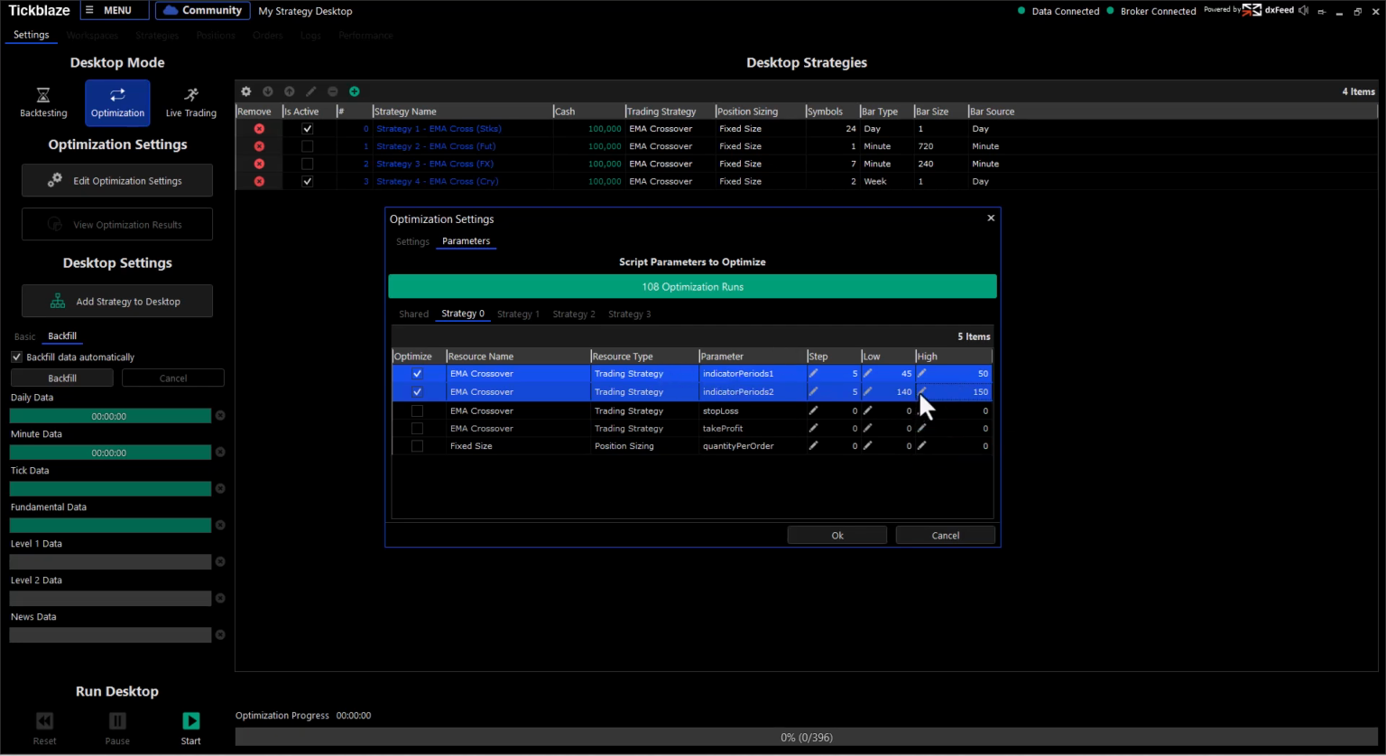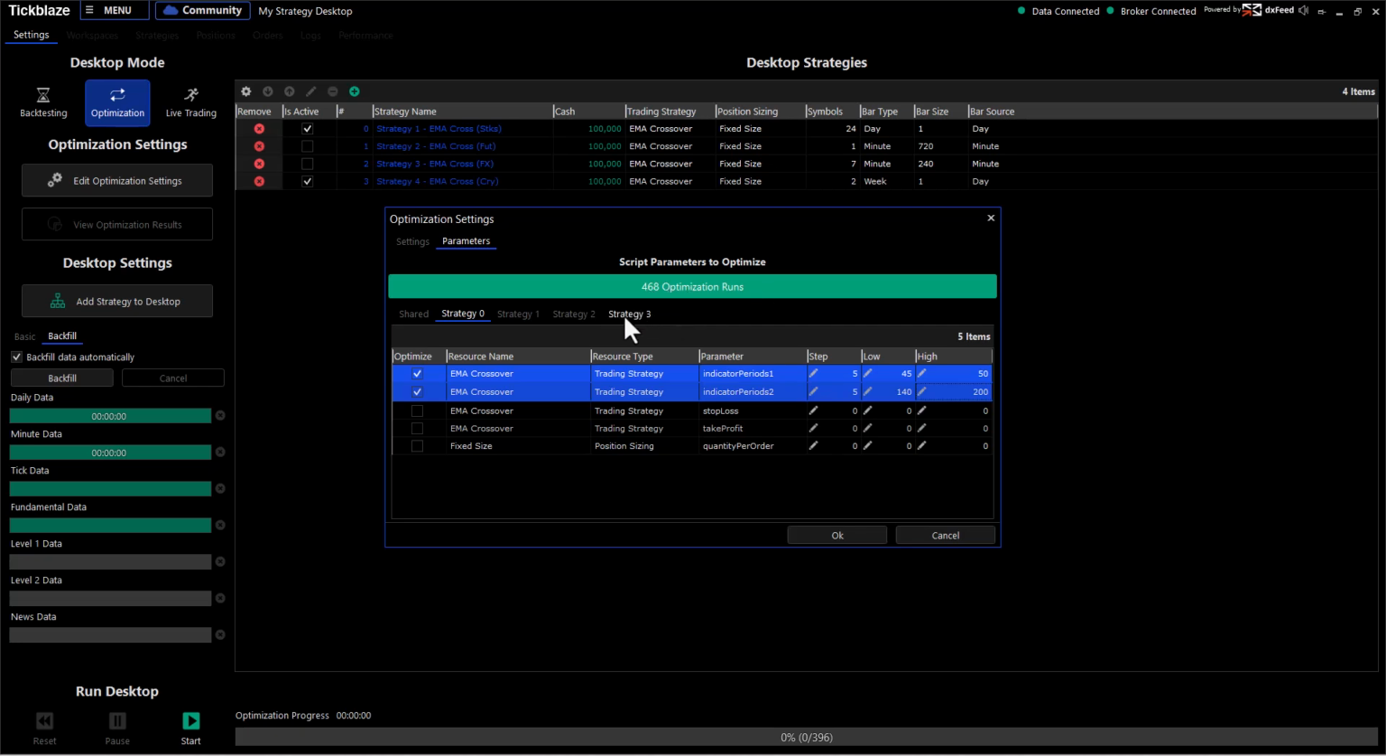Maybe you want to increase it. Maybe you want to determine if you want to go up to 200 period to see if the 140 and 150 is a little bit more profitable with a bigger EMA, right? This is something you could do if you wanted to extend that. What we'll do now, you'll pay attention, is that the optimization runs have drastically increased.